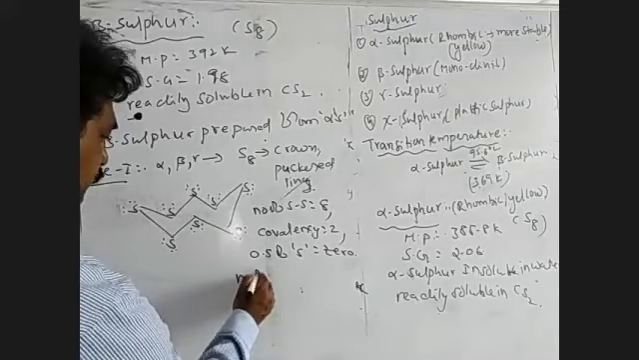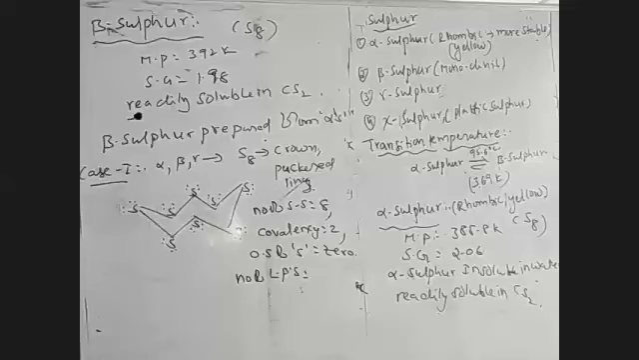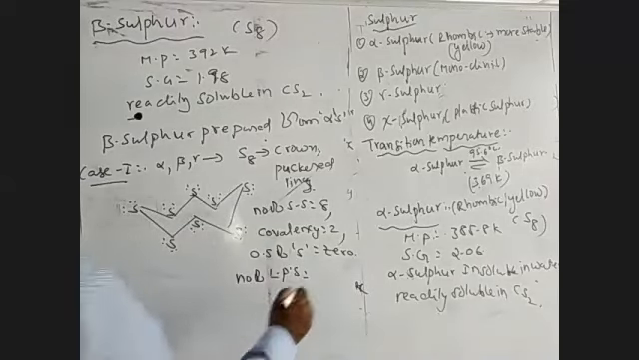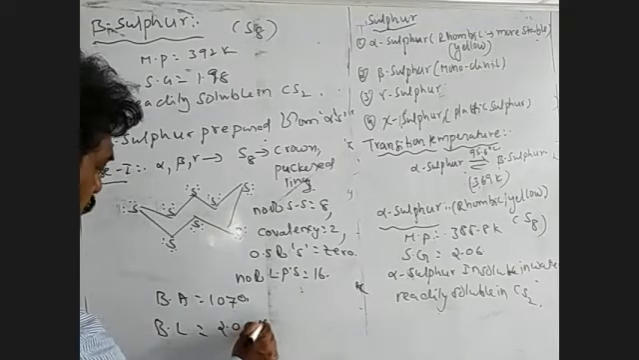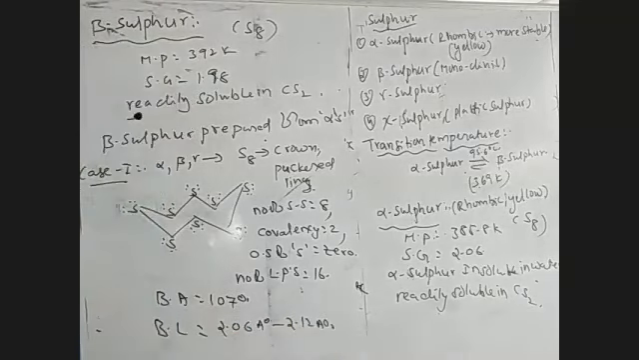Number of lone pairs. Each sulfur contains two lone pairs. The total number of sulfur atoms is 8. 8 into 2, that is 16 lone pairs of electrons are present in the S8 configuration. The S-S bond angle is taken as 107 degrees. Bond length in the S8 configuration is in the range of 2.06 angstroms to 2.12 angstroms.